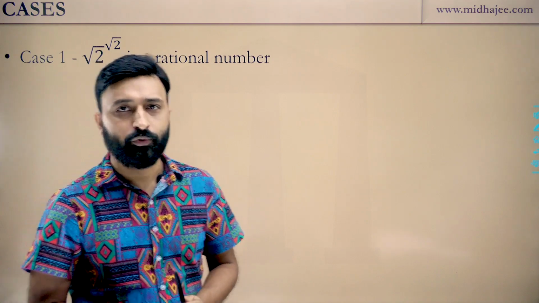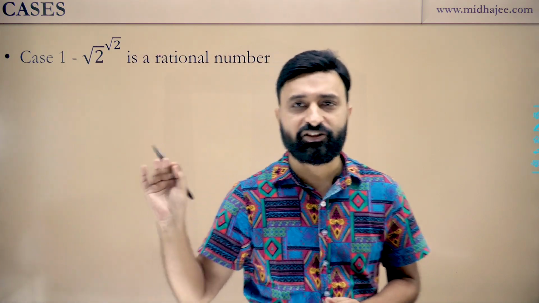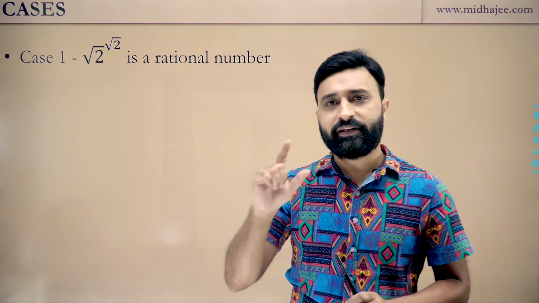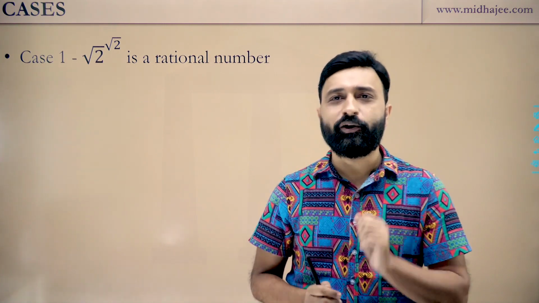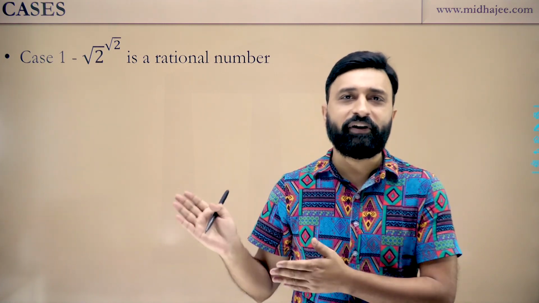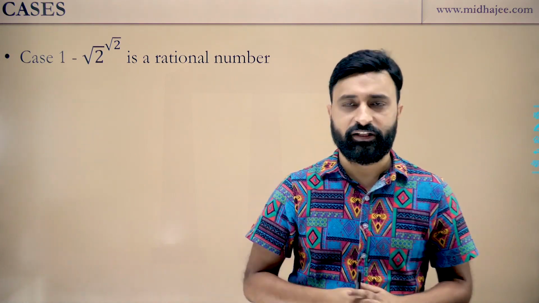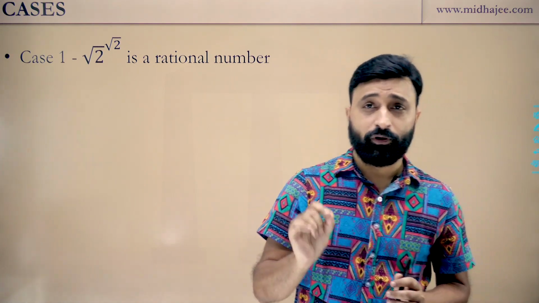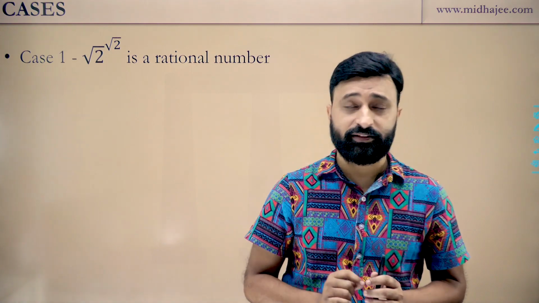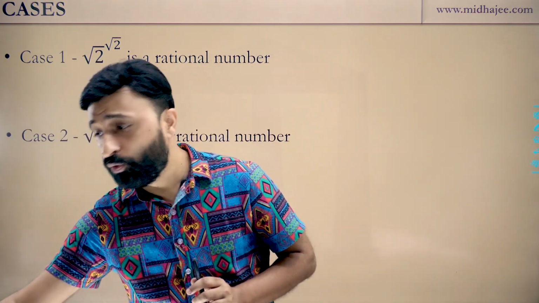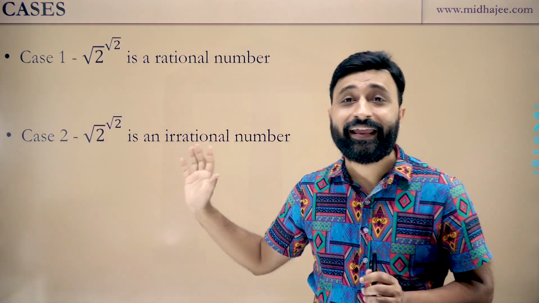Case 1, that root 2 to the power root 2 is a rational number. If this is the case, then we are already done over here. Because this is what we were trying to prove in the first place, right? So we don't need to proceed further. But what if this is not the case? What if root 2 to the power root 2 is an irrational number?